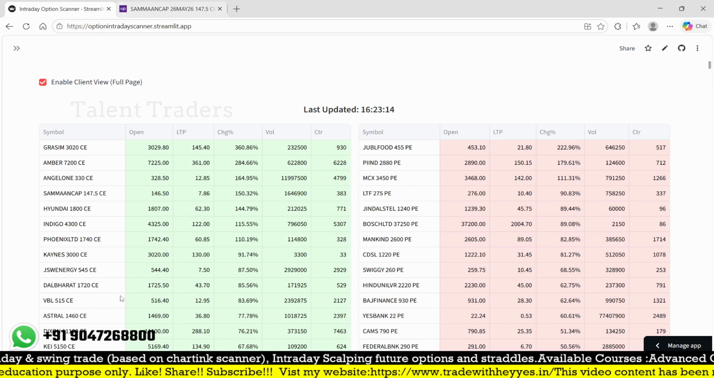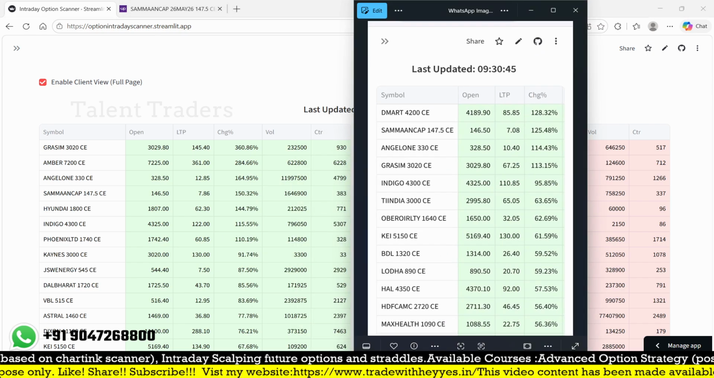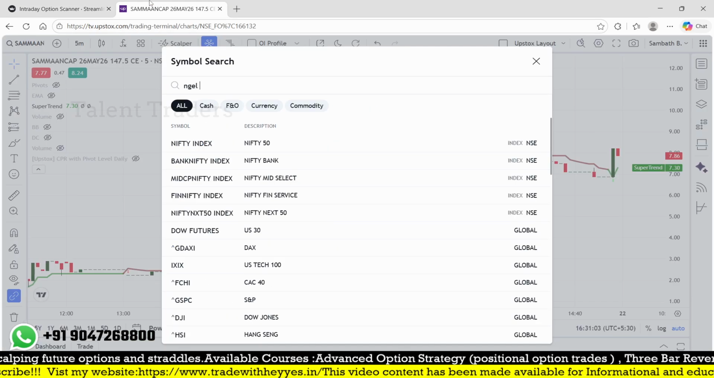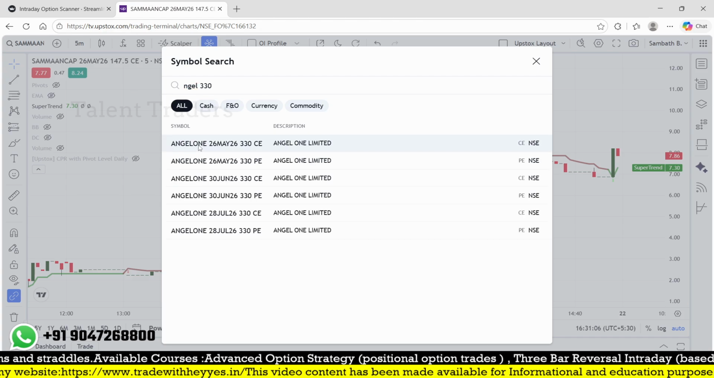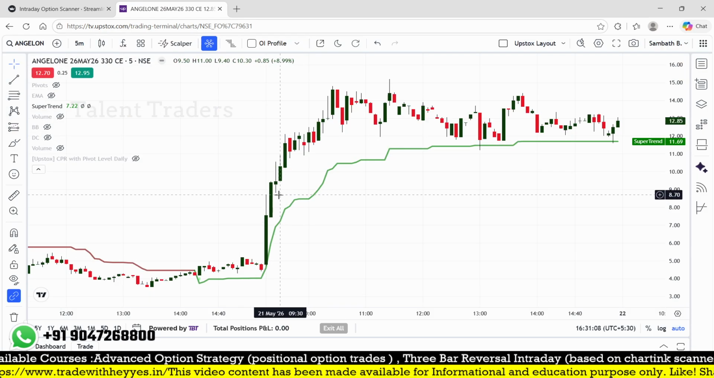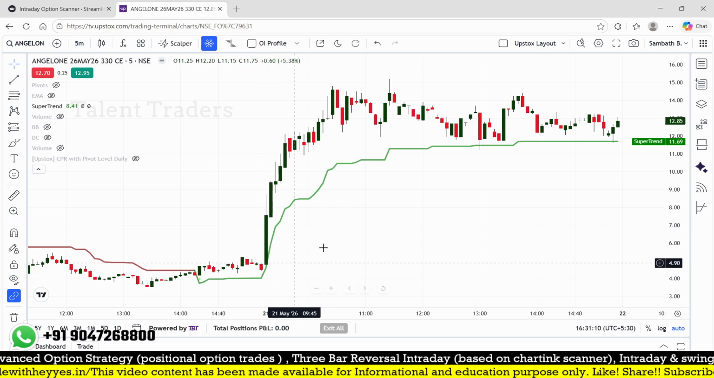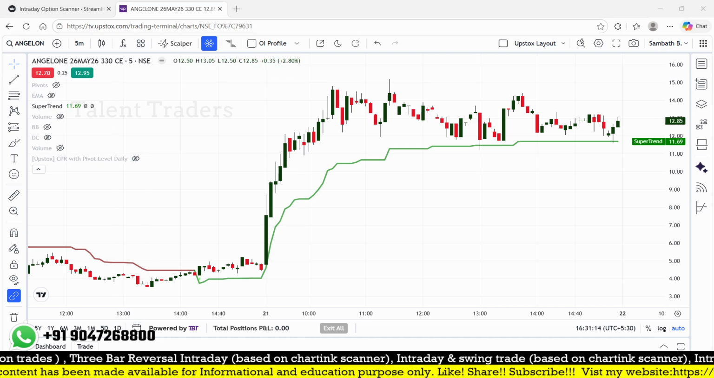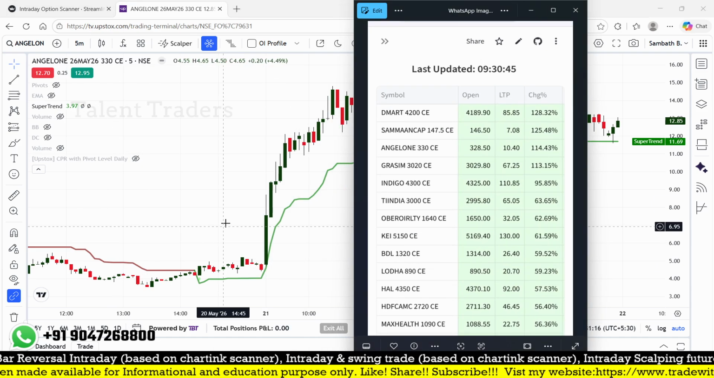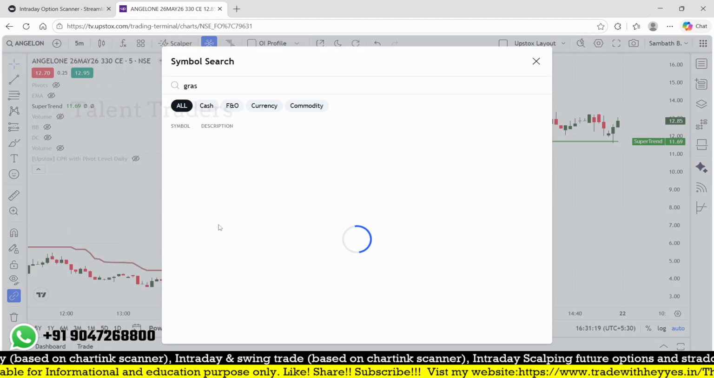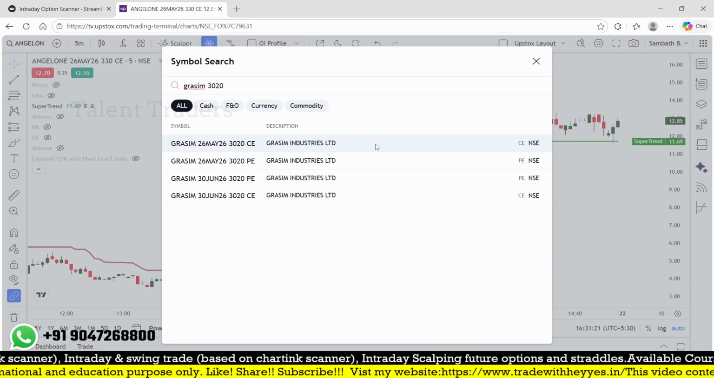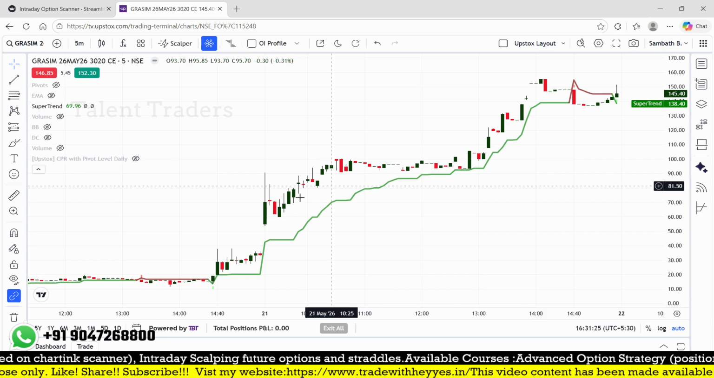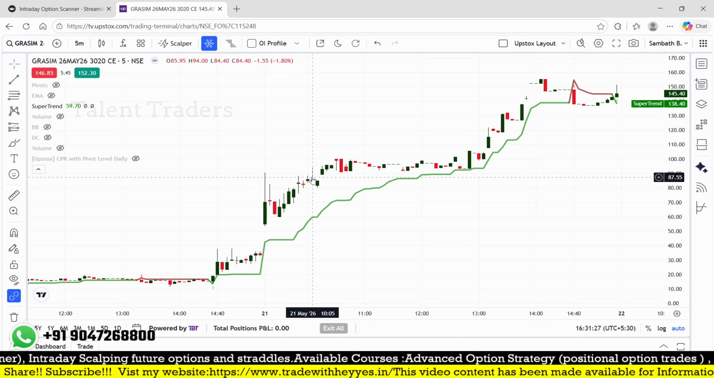Okay, so then Angel 1 330. This one you can easily filter from the beginning, the 5-minute breakout or even the 15-minute breakout. That was a good move today. And one more thing which you have seen, Grasim 3020. This is also a very perfect one, and it kept on rallying, but the breakout happened here only.